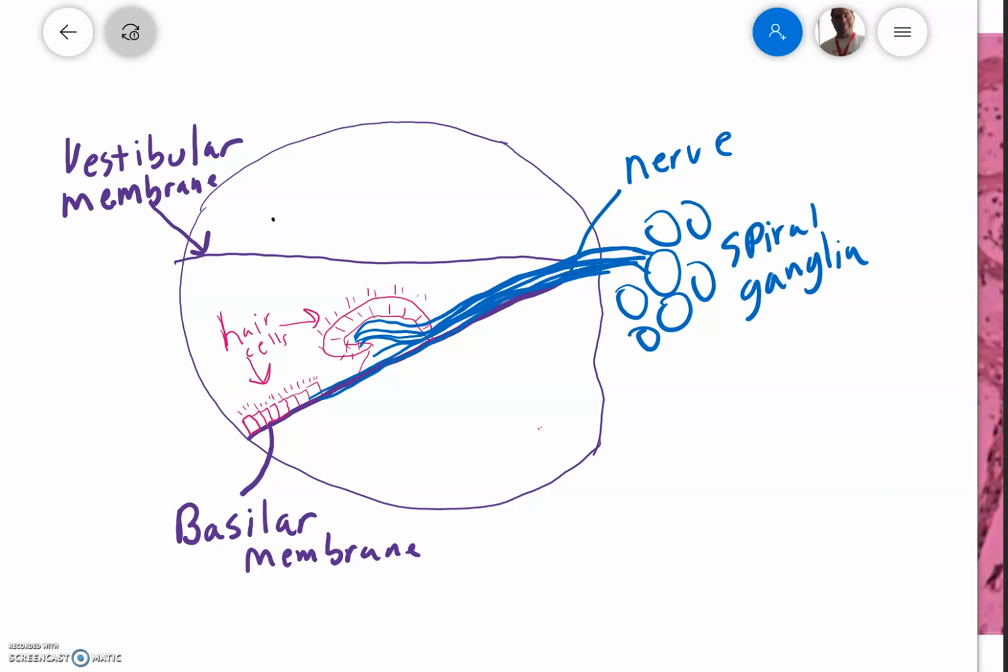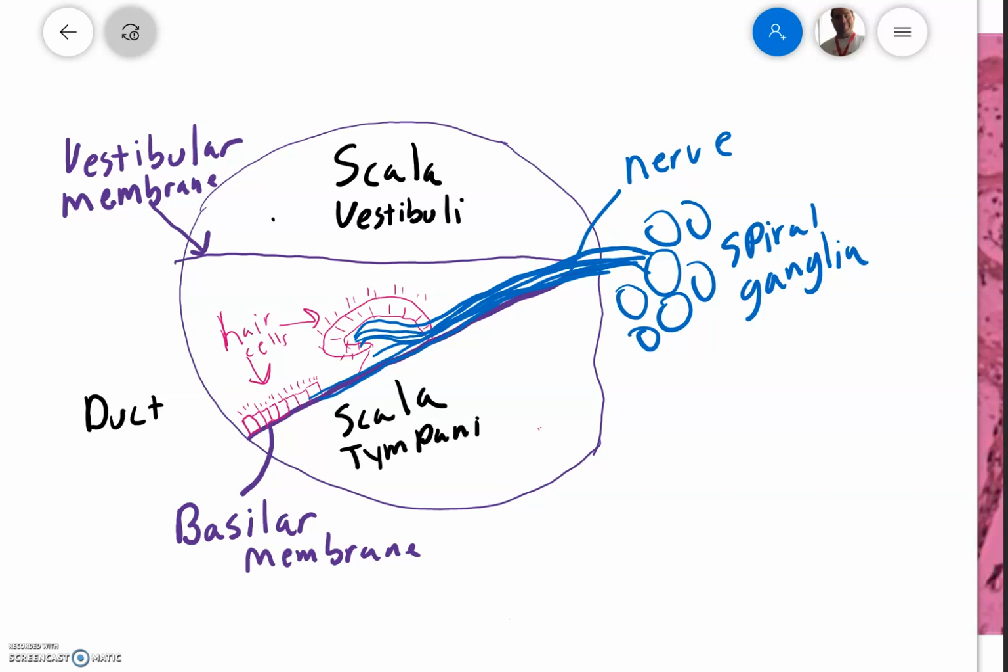Now, we have three cavities formed by our basilar membrane and our vestibular membrane. These two get the name scala, and they actually form a duct in between them. Now, since this tube is formed by the vestibular membrane, it is called the scala vestibuli. This one down here is the scala tympani. Now, the hair cells are located in a duct, and this is the cochlear duct because it's the duct in the cochlea. So take a minute to make your drawing and to label everything.